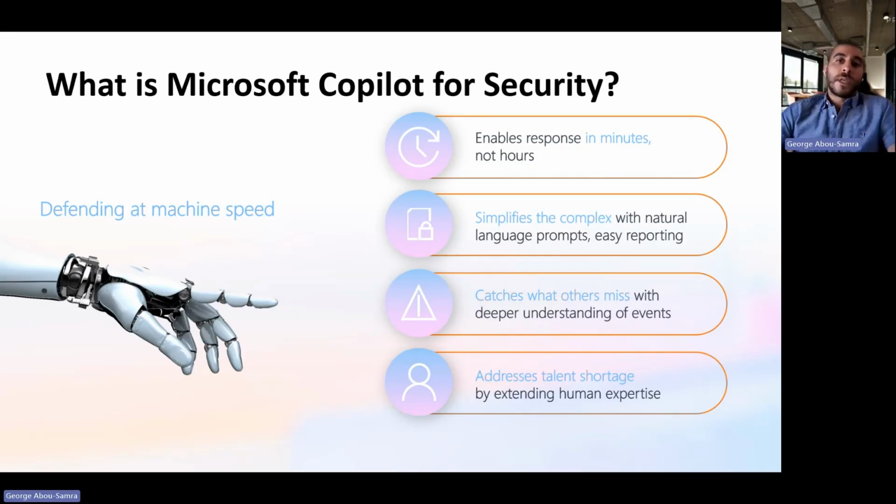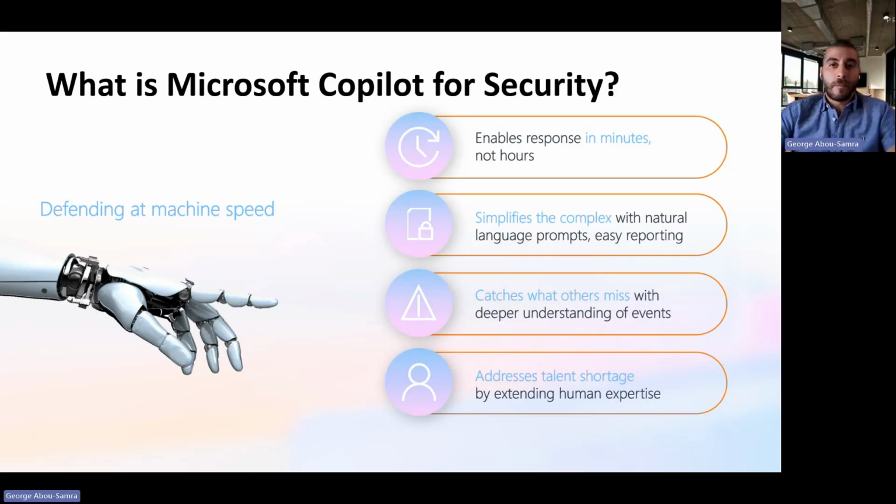So first and foremost, it enables responses in minutes and not hours. Copilot for Security provides security analysts clear and actionable insights in minutes as opposed to hours. And as you already know, when it comes to security, every second counts. This is where Copilot for Security can be that support that security analysts need to respond to security incidents quicker. So rather than the security analysts triaging the incidents and thinking about what to do next, Copilot can give you that almost instantly.